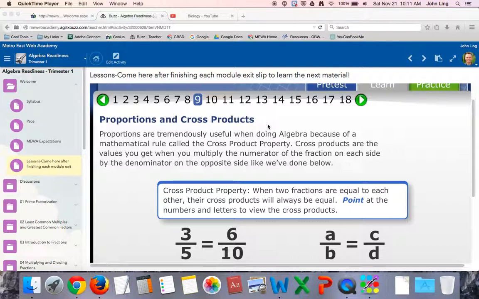I just wanted to go over this concept of proportions and cross products, because this will come up again a lot, and especially when you get to chemistry. If you take chemistry in high school, this little skill is very useful. So just looking into this real quick.